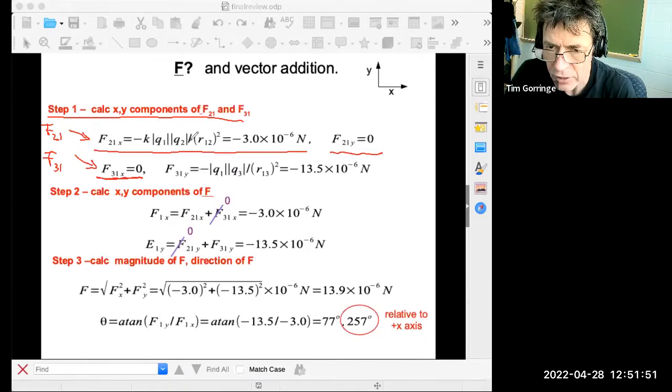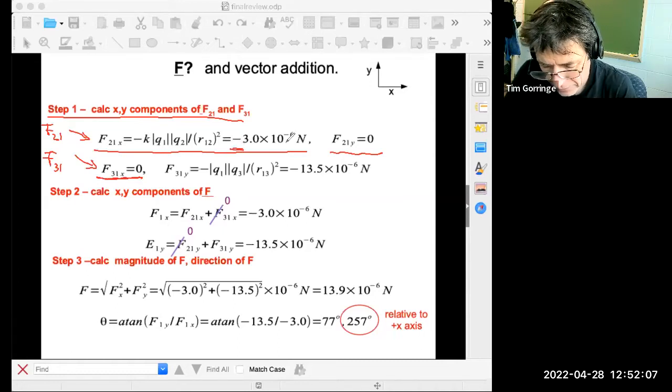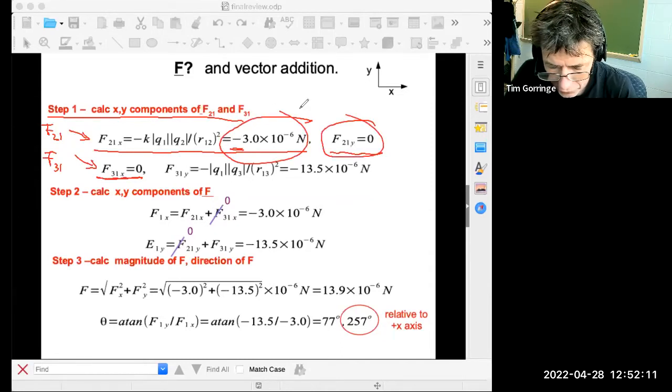And I noted on the diagram, which I didn't reproduce here, that because it's a repulsive force between the two charges, that force is towards the left, the negative direction, for the force on the charge at the origin. And so that's how I got this value here. So these are the two components for the first force in the pair of forces, that due to charge number 2.